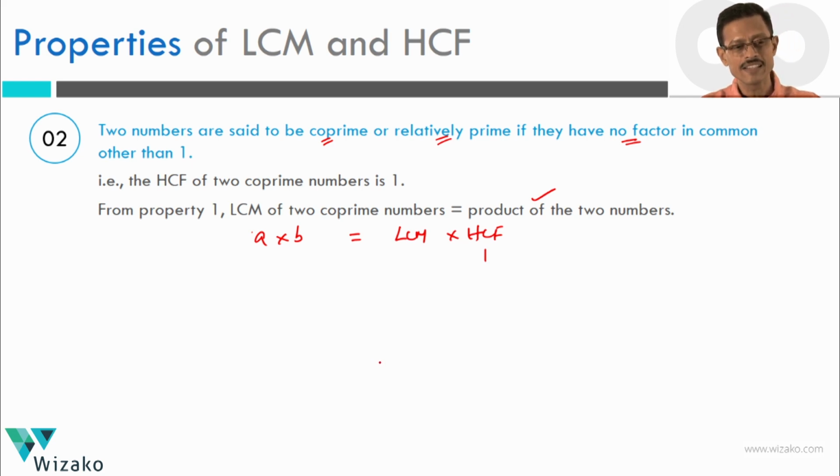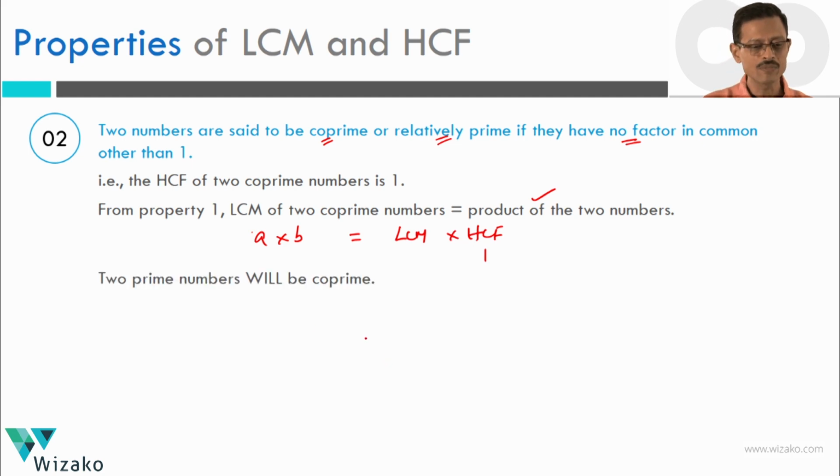Let's dig a little deeper into co-prime numbers and understand some more properties. Two prime numbers will always be co-prime. Obviously, the definition of a prime number is that they have only two factors: one is 1 and one is the other number. So 3 and 5, can they have any factor in common? Cannot. So they will be co-prime.